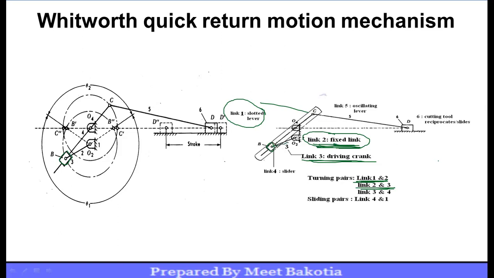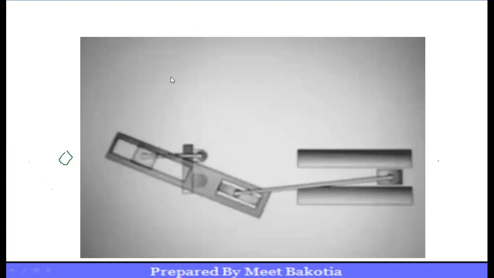Link 3, that is our driving crank, is going to cause the motion of our slider. That is again our turning pair, and the slider is going to move up and down in our slotted lever. It is going to take a sliding motion inside our slotted lever. Hence, this is our sliding pair. This is how you should understand the Whitworth quick return motion mechanism. Let us quickly see how it functions.